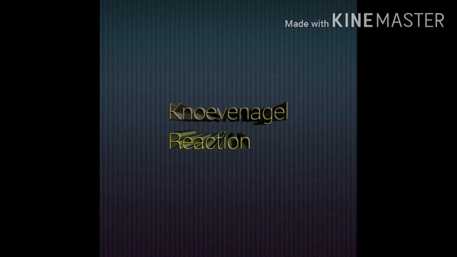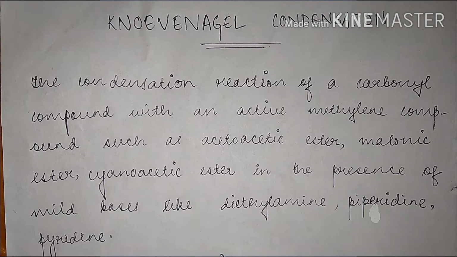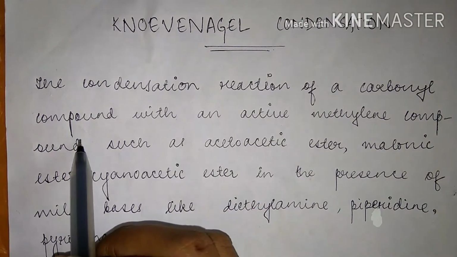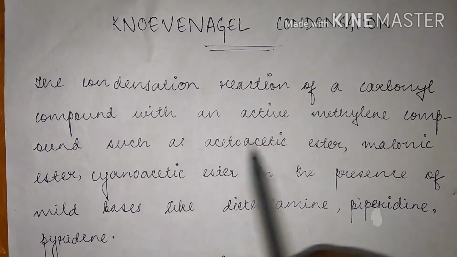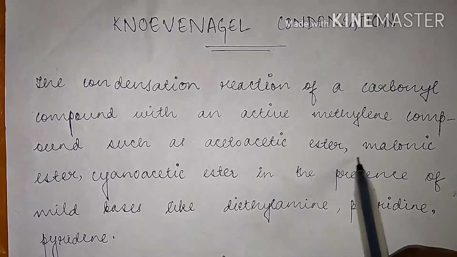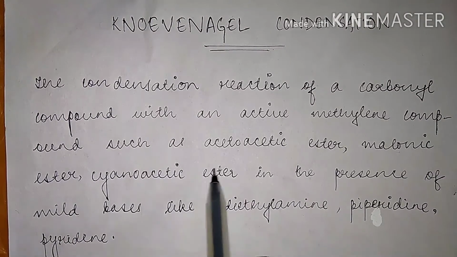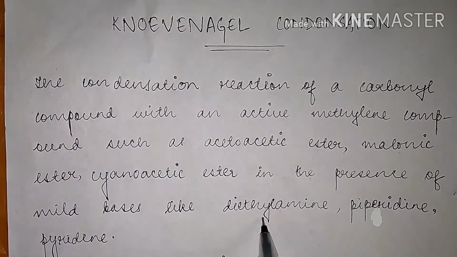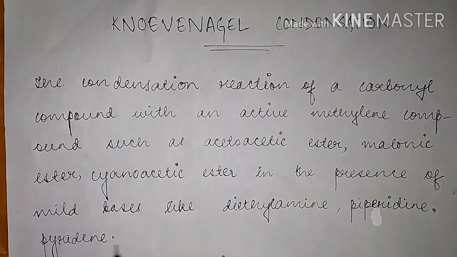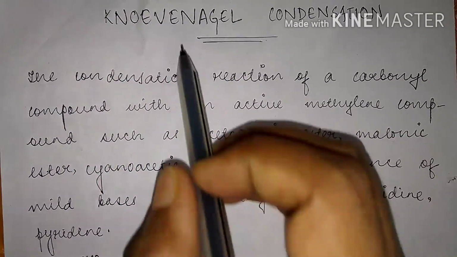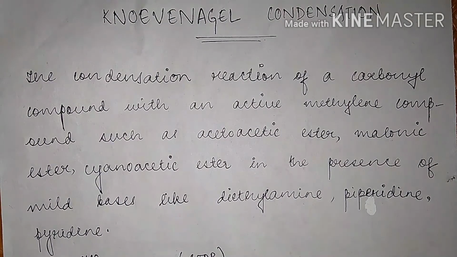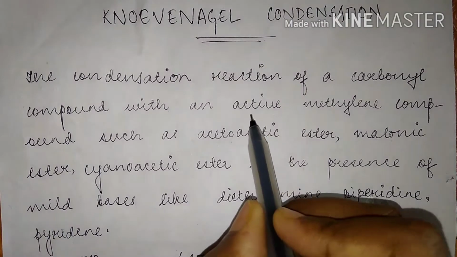Today's topic of discussion will be the Knoevenagel reaction and its mechanism. What is Knoevenagel condensation? The condensation reaction of a carbonyl compound with an active methylene compound such as acetoacetic ester, malonic ester, or cyanoacetic ester in the presence of mild bases like diethylamine, piperidine or pyridine is known as Knoevenagel condensation.